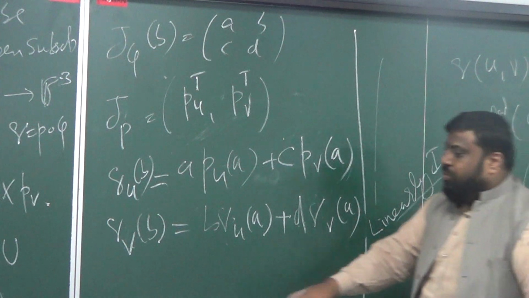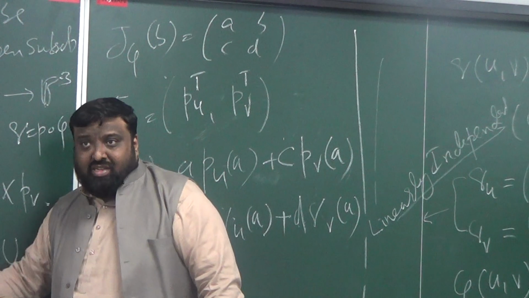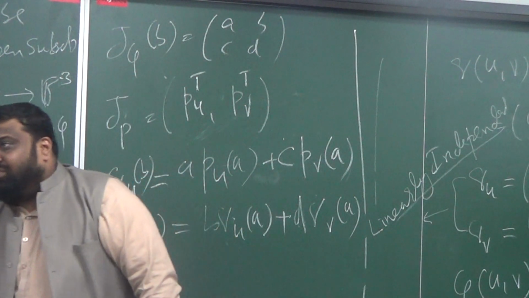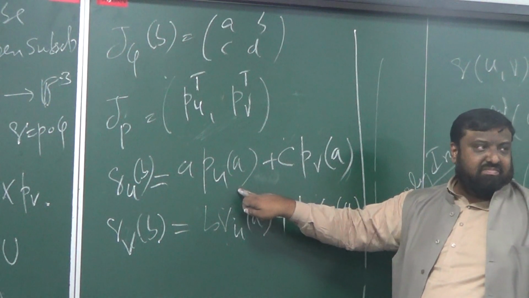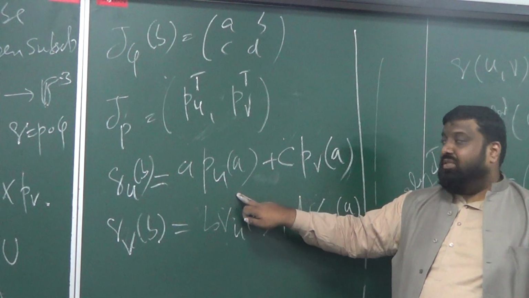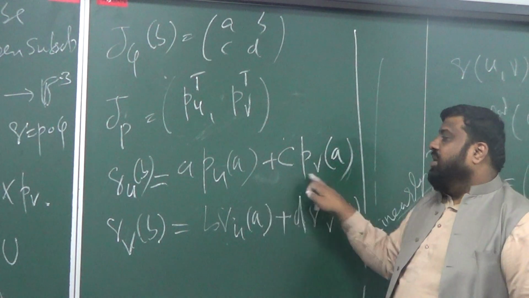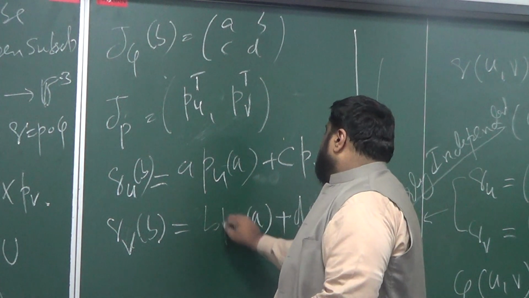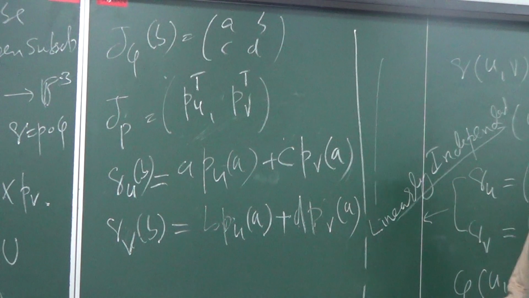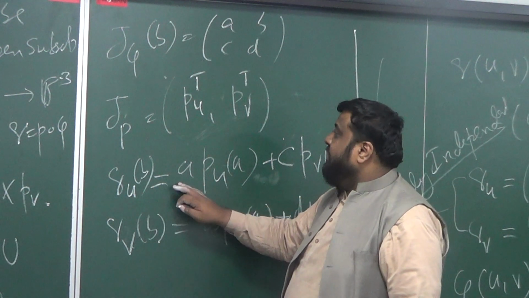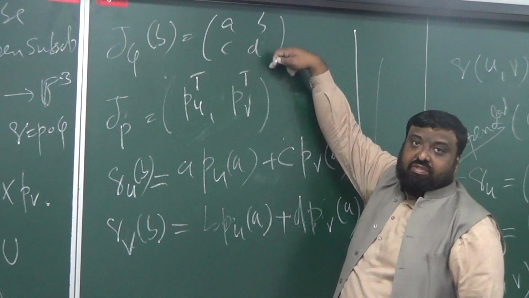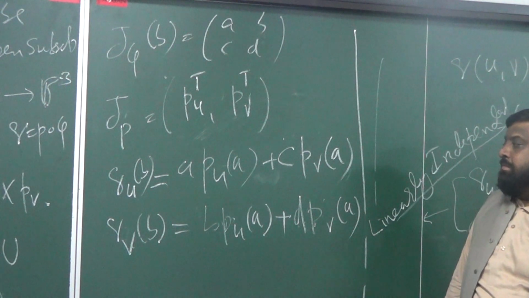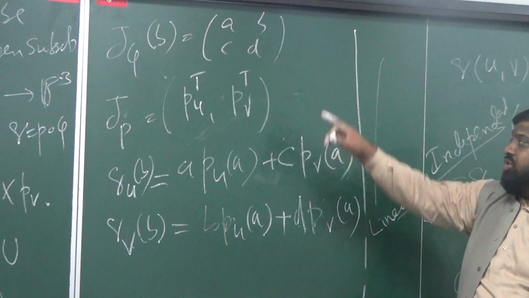So I'm saying put the values of A, B, C, D here, and put the value of the matrix that we just wrote here, and just multiply it, and write it back in vectorial form. The PU is a vector now, not just a number. So you will see that you can write the QU as a linear combination of PU and PV, and QV as a linear combination of PU and PV, where the constants involved in the linear combination are the columns of the Jacobian matrix of the phi.